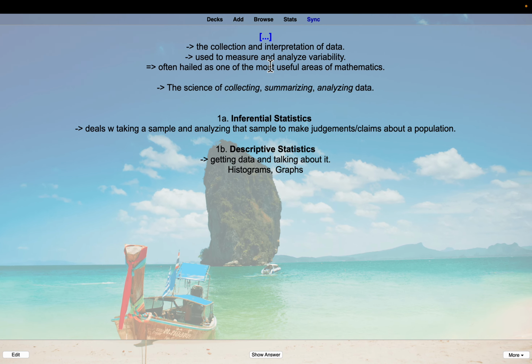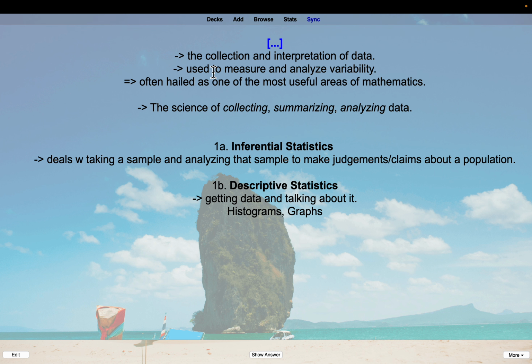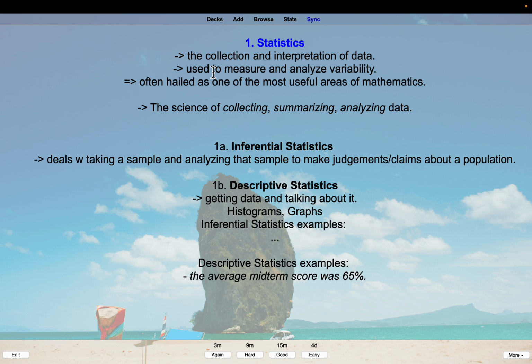What is this? This is the collection and interpretation of data. Statistics. This is used also to measure and analyze variability and is often hailed as one of the most useful areas of mathematics. This is the science of collecting, summarizing, and analyzing data. So we have two types, inferential and descriptive. Okay, for descriptive, we can use histograms, graphs to describe certain data. For inferential, it deals with taking a sample and analyzing that sample to make judgments or claims about a population.